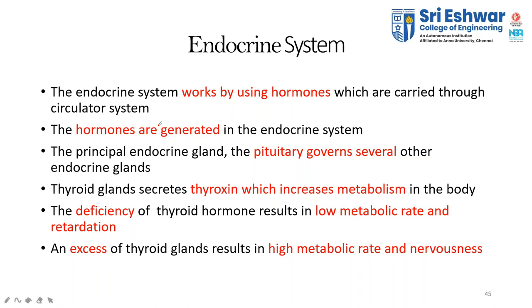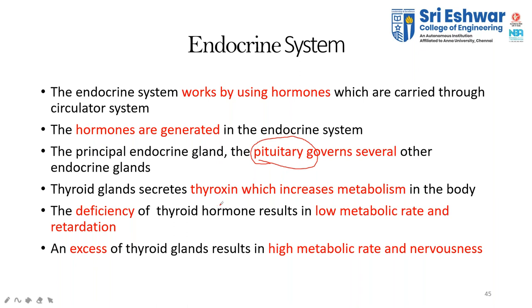The endocrine system works by using hormones which are carried through the circulatory system. So hormones and the endocrine system go together. Without hormones, your endocrine system will not work properly. What are the glands present in the endocrine system? We have the pituitary, which is used to govern the several other endocrine glands. The pituitary is important because it governs all your endocrine system glands.